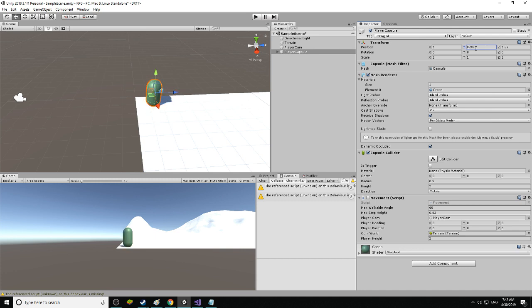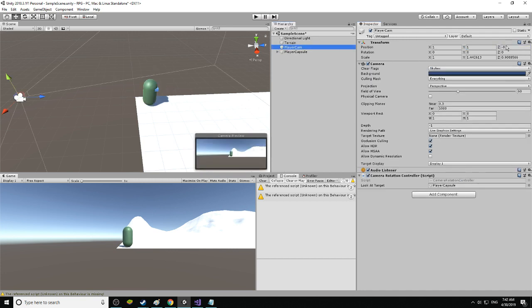Oh wait, that was my target. My capsule wasn't the same height off the ground. That needs to be 1. Okay. It should actually be -7, I think. That would be -8 distance.